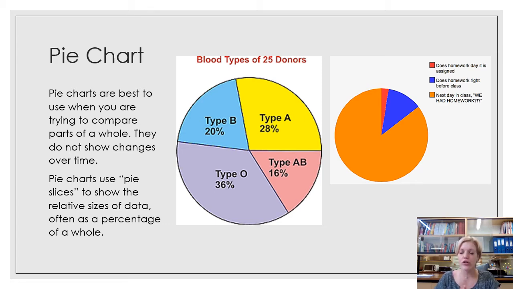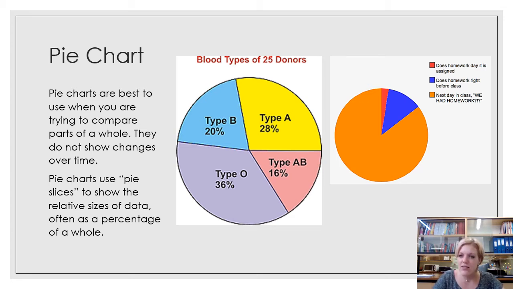The same goes for the picture next to that, where we're looking at homework that you guys would have to do. Now, obviously, its majority is going to be orange because none of you ever do homework. Look at the three categories. We've got does homework the day it's assigned. So that means that a very small amount of you are going to do your homework on the day that we give it to you.